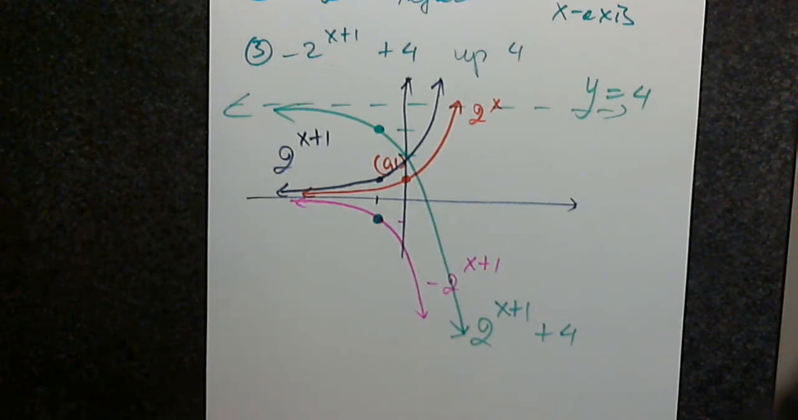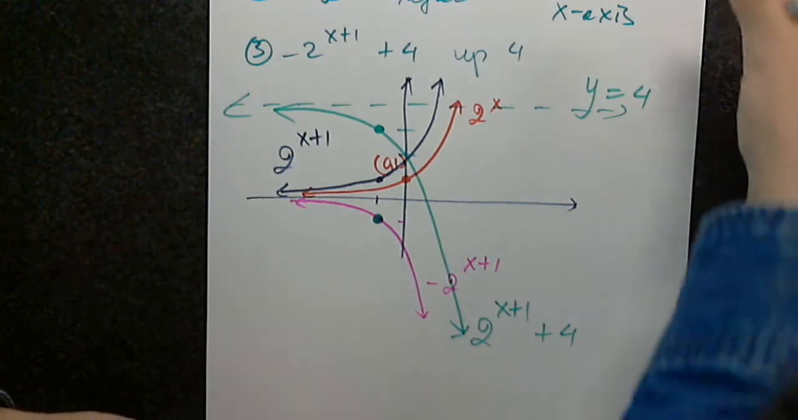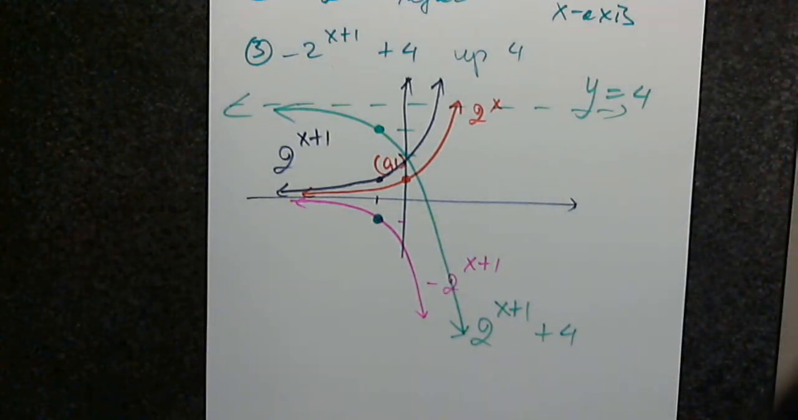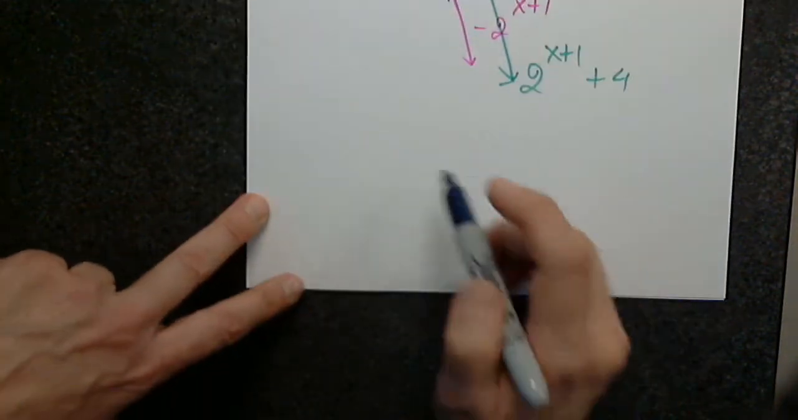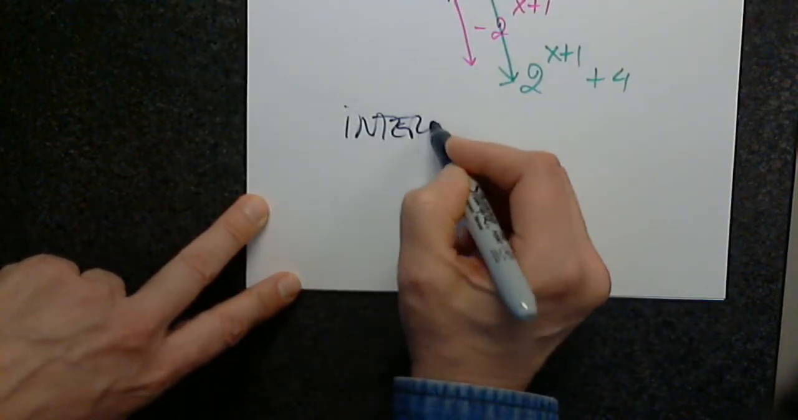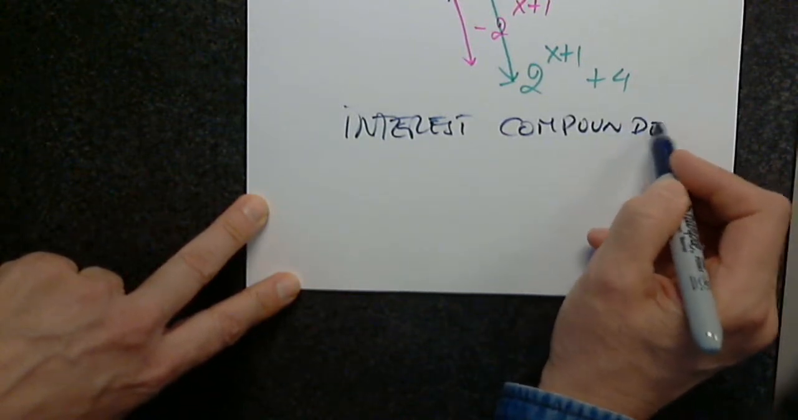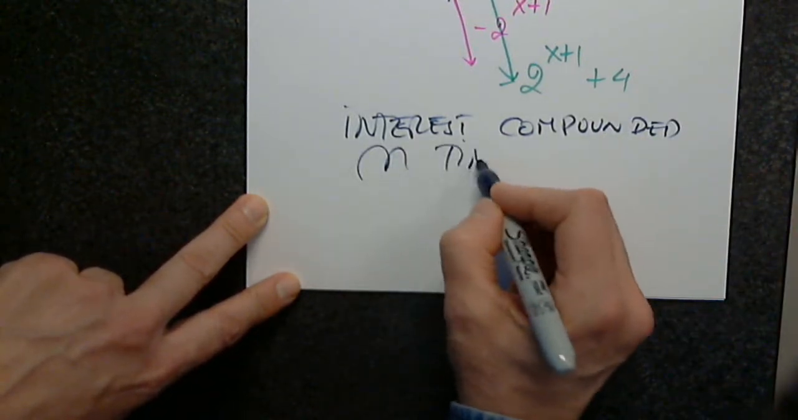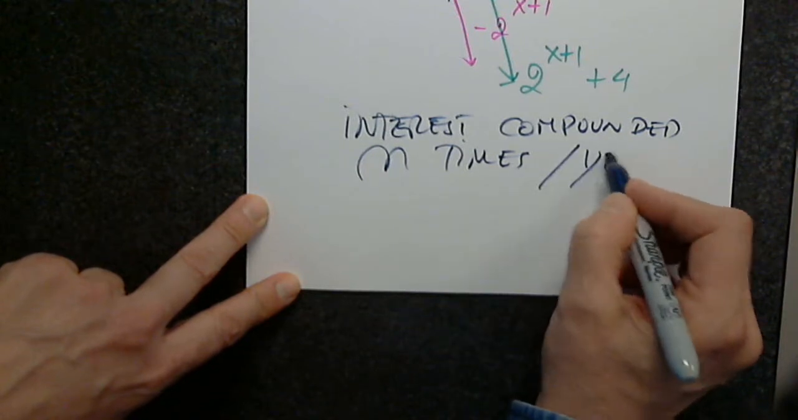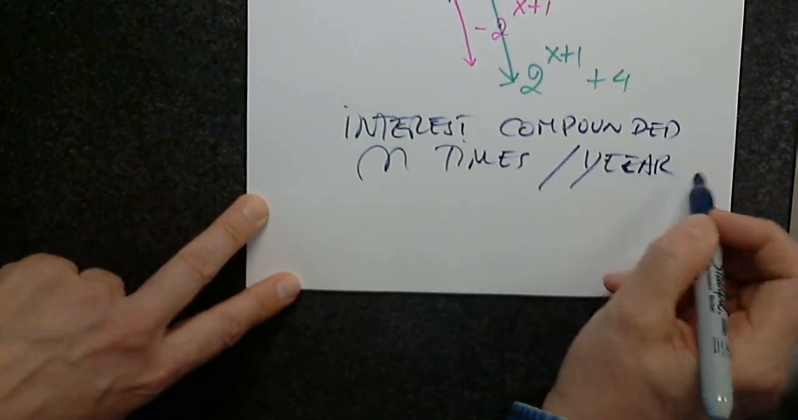Another application for exponential functions is the compound formula. Interest compounded n times per year. I didn't mean to put 2 e's in there, sorry.